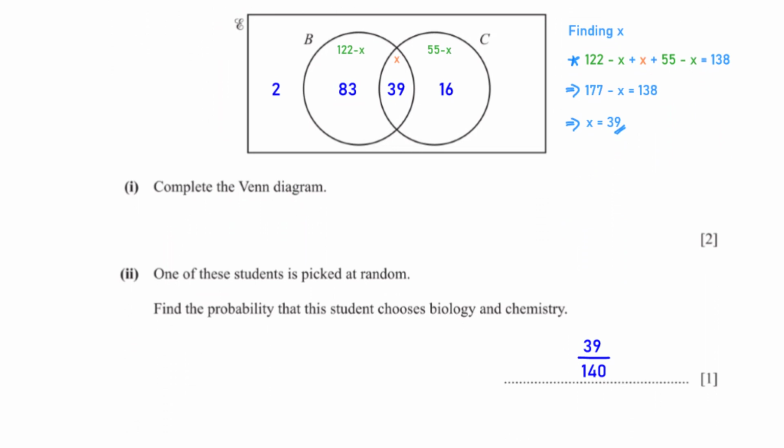One of these students is picked at random. Find the probability that this student chooses biology and chemistry. This probability is equal to the number of students who chose biology and chemistry, which is 39, divided by the total number of students, which is 140.